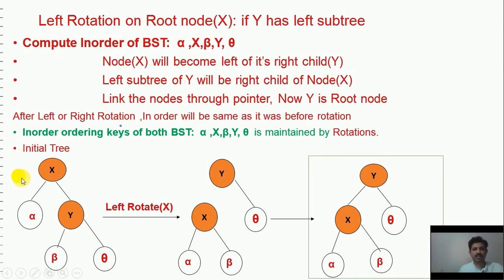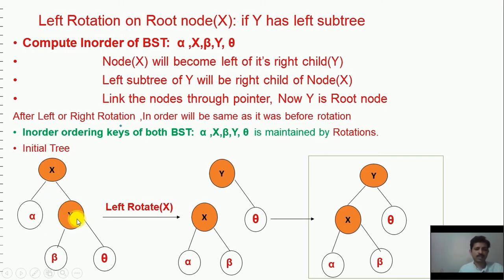This is the scenario where we have to perform left rotation on this node X, and X is carrying one child on the left, that is alpha. Please compute the inorder first. Left rotation means we have to place X on the left of its right child. So X, along with its left subtree, will be placed at the left side of its right child Y. The right child of X is Y.